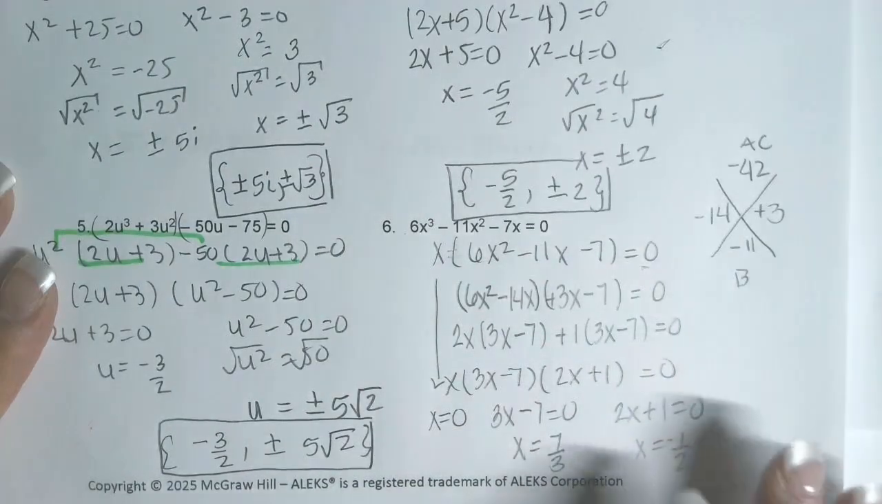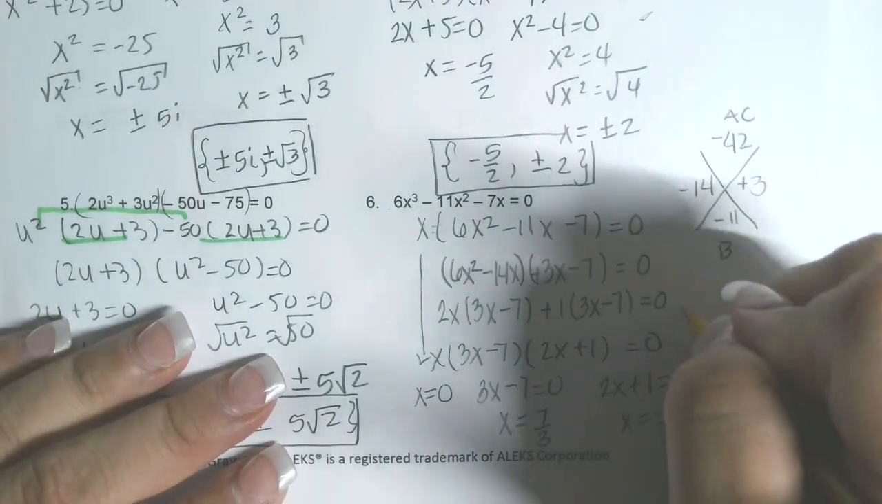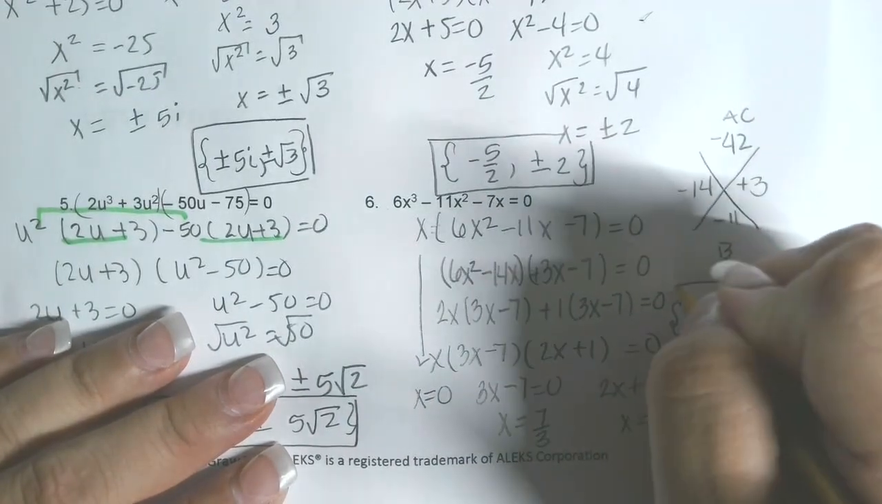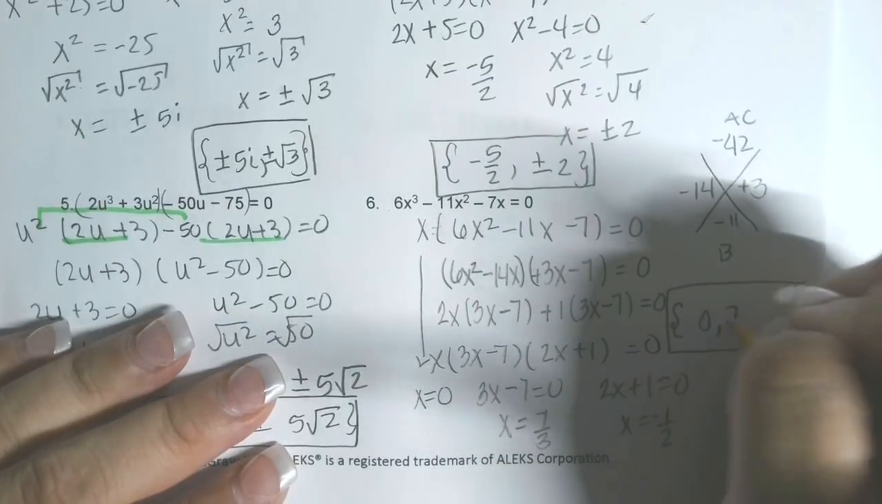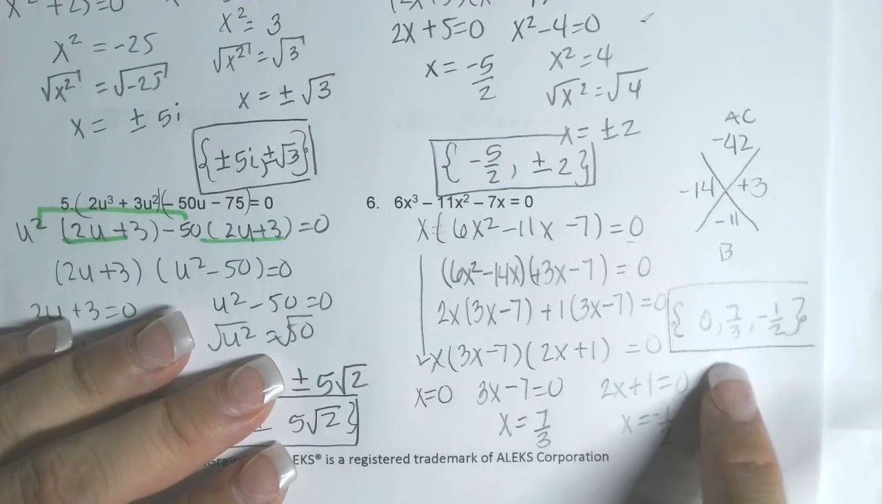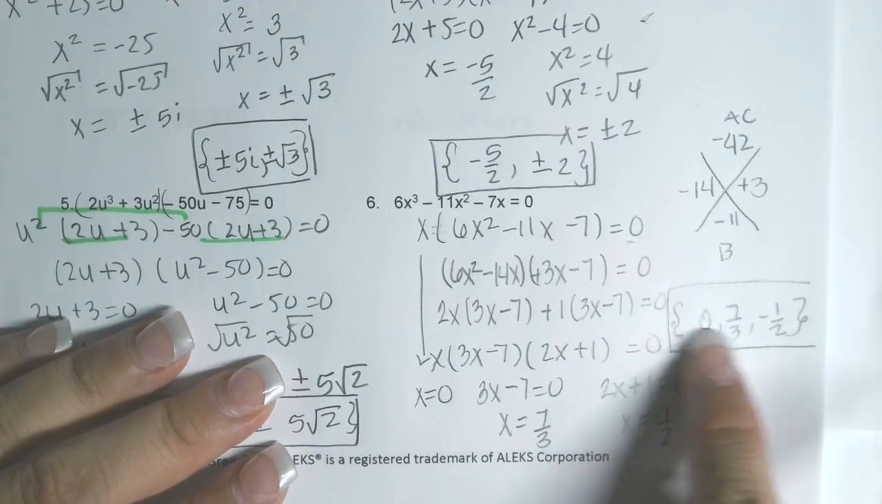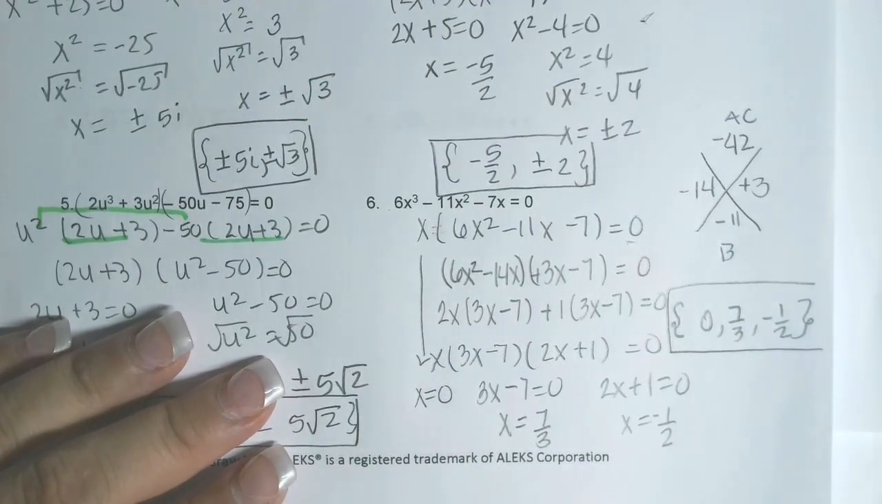So all together, we have to put these 3 terms in a set. Our solution is 0, 7/3, negative 1 over 2. The order does not matter. Just understand that if they're arranged in a different order, that's still the same solution.